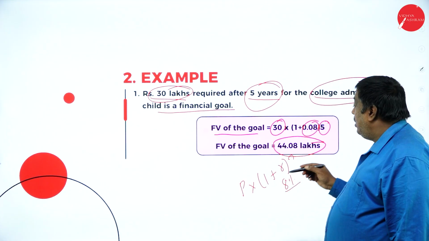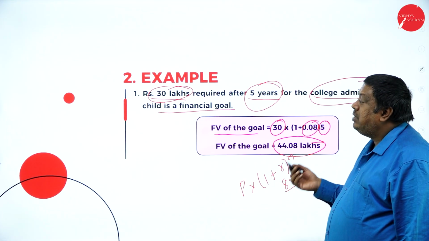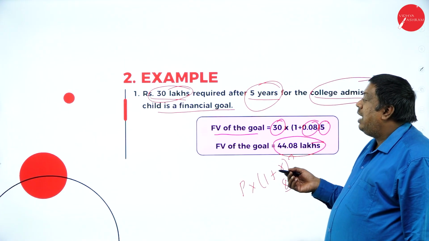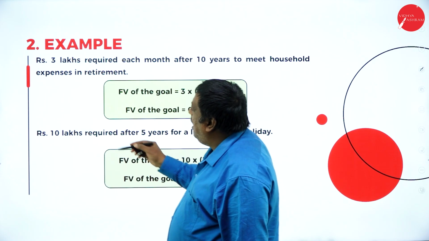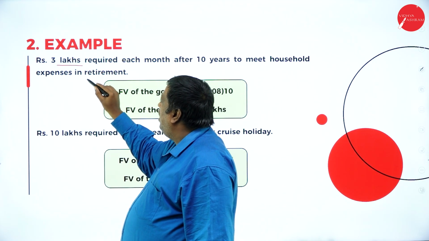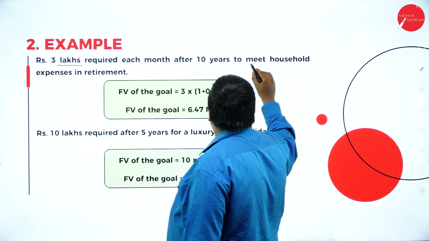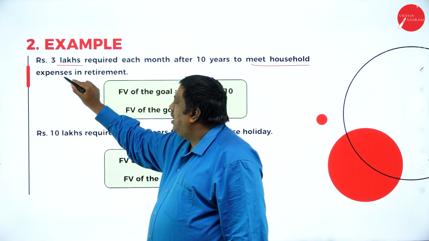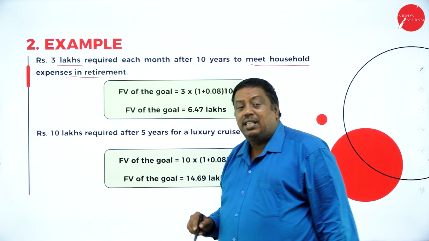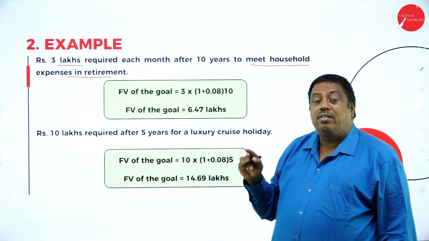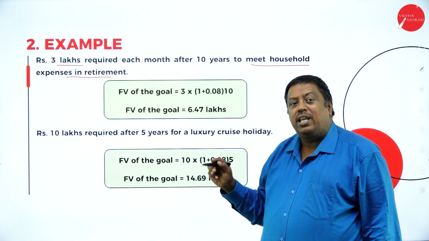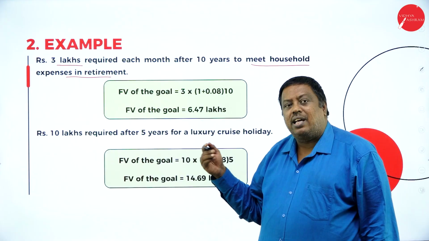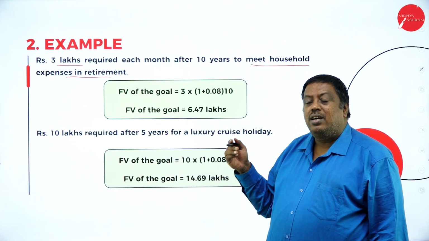Based on this concept, I have to suggest what financial goal they have. The second concept I have taken here: I require 3 lakhs to meet my household expenses in my retirement. I'm saying I require 3 lakhs per month expenditure for all my household needs and other medical benefits after my retirement.